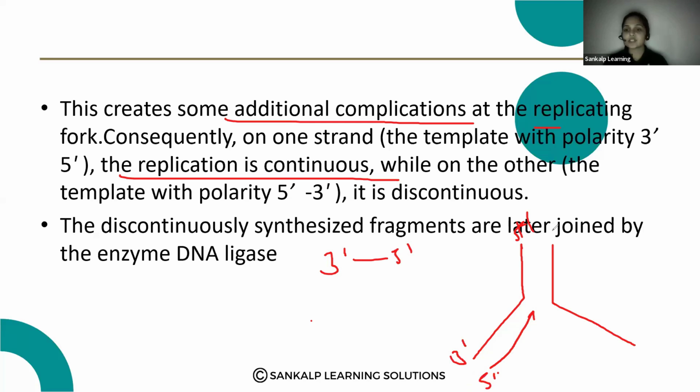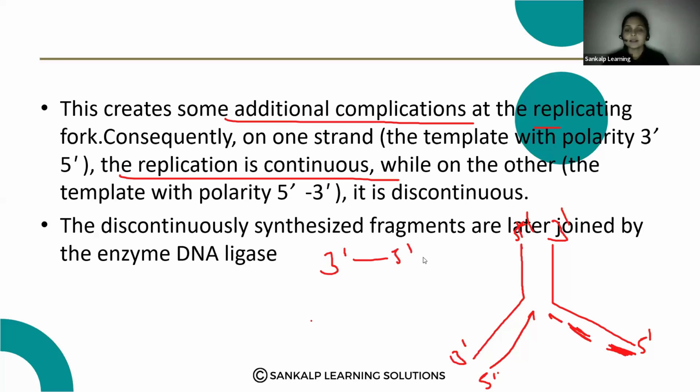But the other strand, which has the polarity 5 prime to 3 prime, synthesizes the new strand discontinuously, because here the RNA primers are required to initiate the replication. So RNA primers are used here to add nucleotides to synthesize the other strand. Since it contains the RNA primers, it is called the discontinuous strand.